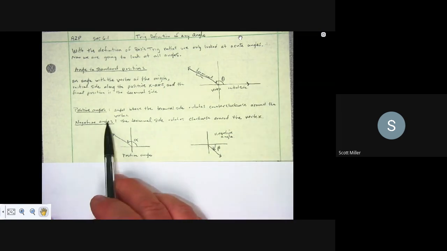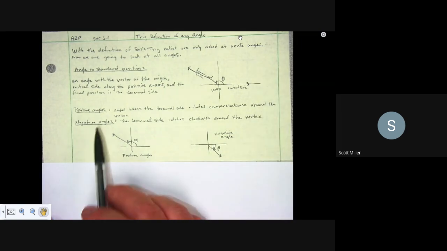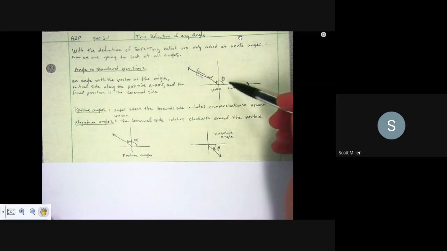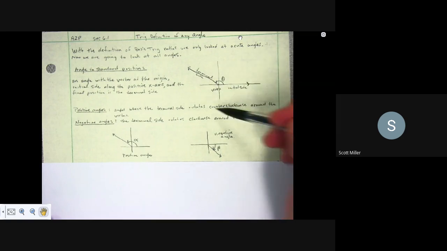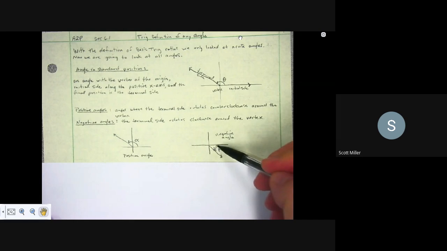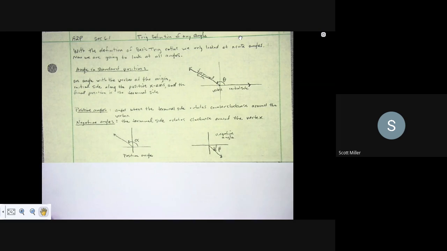Negative angles. I can have a negative angle. A negative angle is an angle that sweeps in a clockwise direction. So the terminal side now will sweep in a clockwise direction about the vertex, and that is how we recognize negative angles. Down here is an example of a negative angle. So we're sweeping it in this direction. This angle beta would be a negative angle. And it can be in radians or in degrees. Either way is fine.